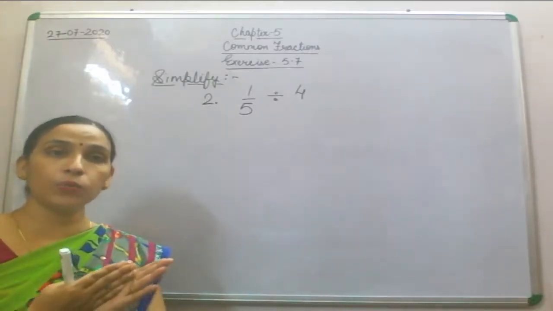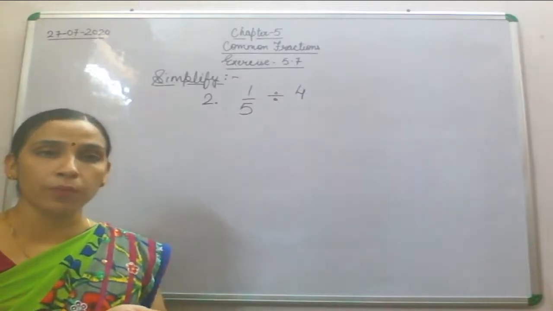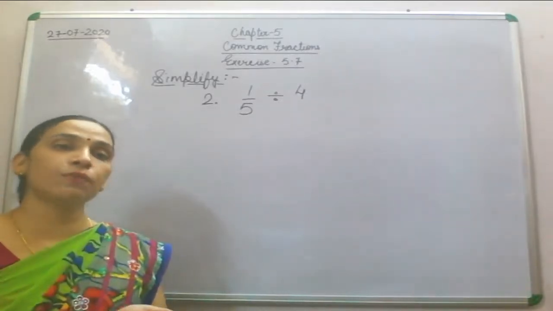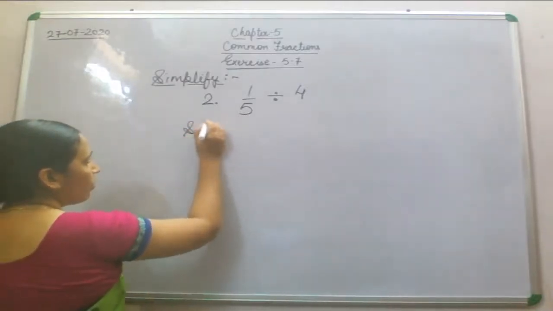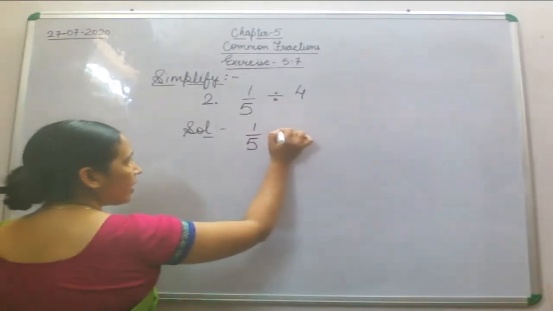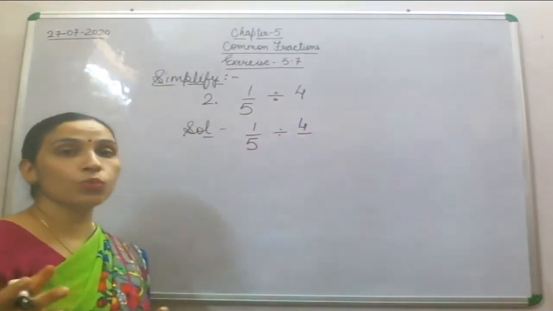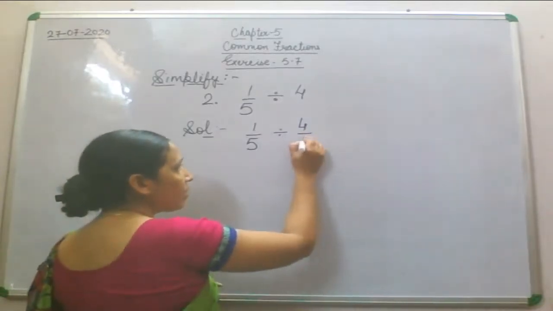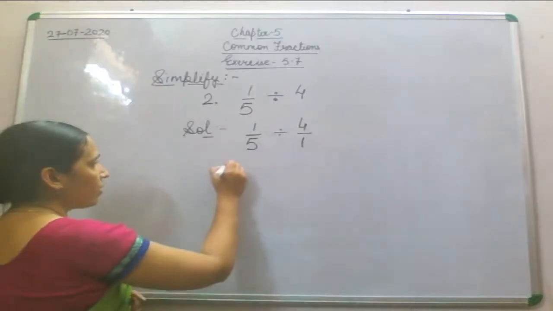What were we doing to 1 by 5? We were dividing 1 by 5 into 4 equal parts. So what will each fraction be? Fine. So we'll start the solution now. First step, we'll write the question 1 by 5 divided by 4. Now we don't have anything in the denominator. So what will we write over there? We will write 1 over there.